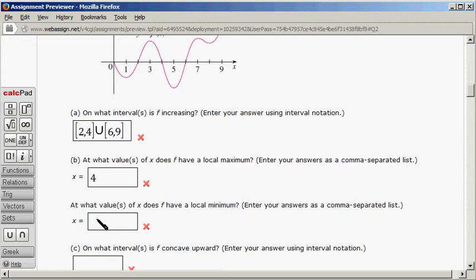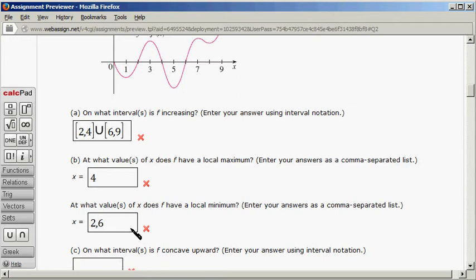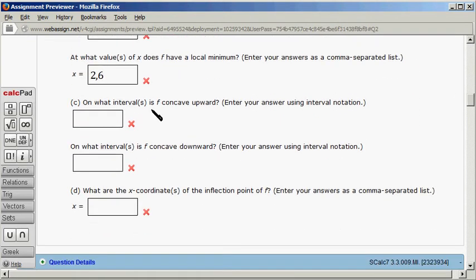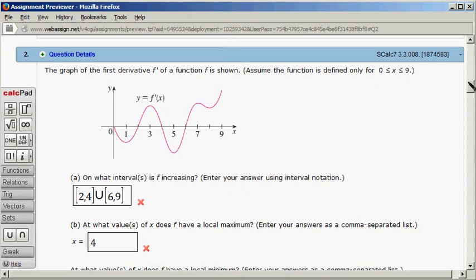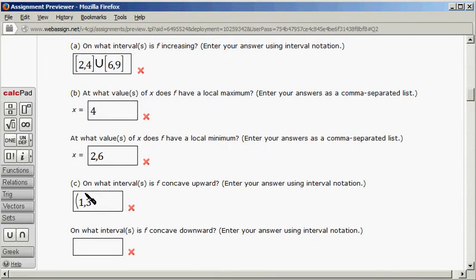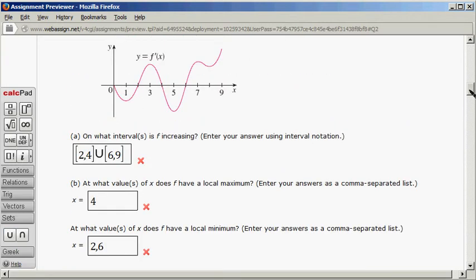And as we said, local min means the other two, so it's 2 and 6. Also, on what interval is f concave upward, which means that the derivative has to be increasing. So the derivative's increasing right here, 1 to 3. I'll put that, then put the union there.